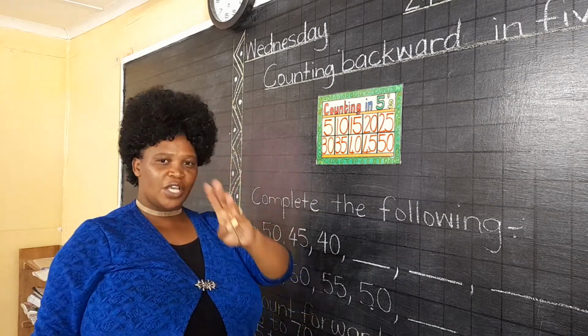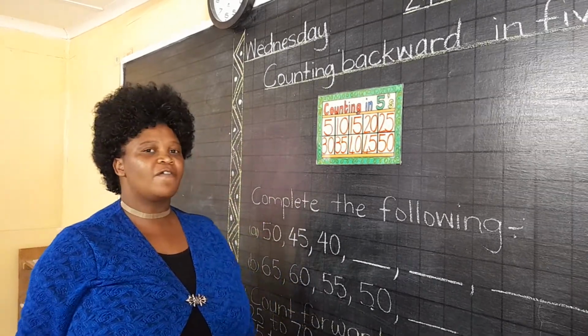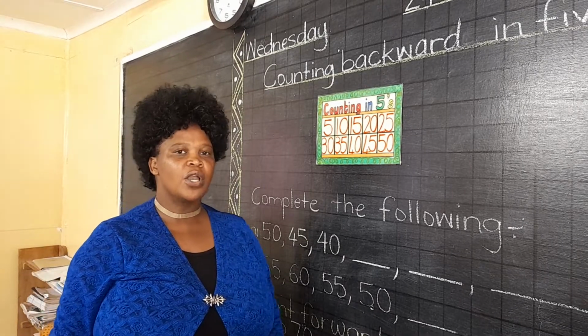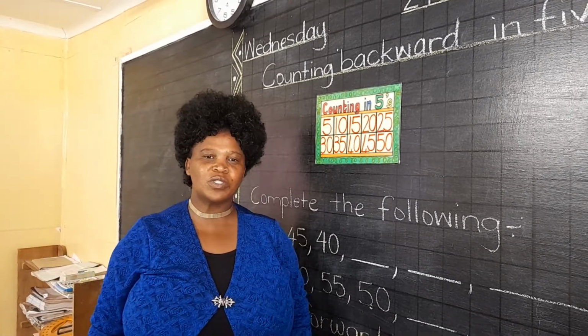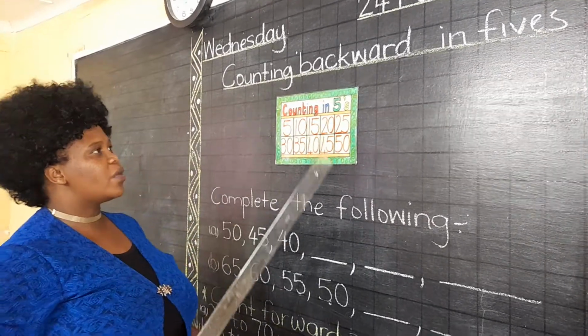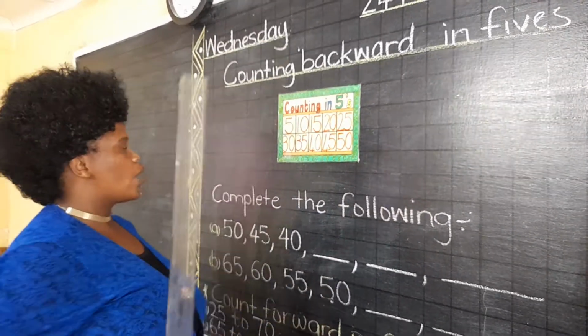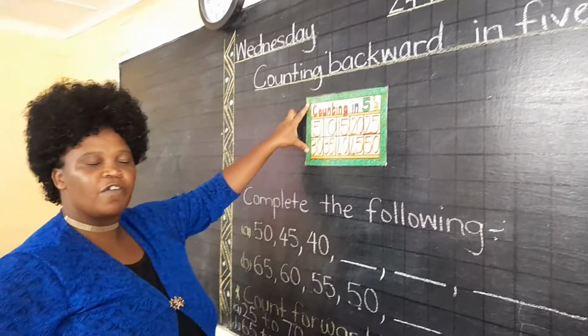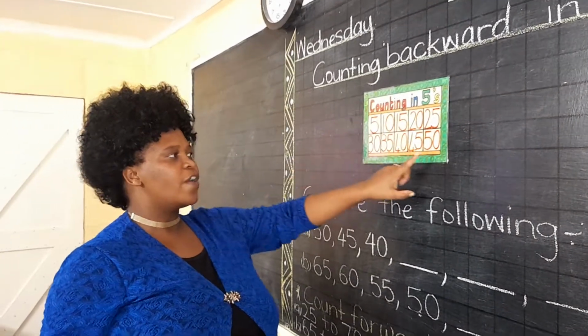So, as you know, we're counting in fives. But today, we are going to count backwards. Yes, we're going to count backwards in fives. Okay, I've got this small chart of mine. It is up to 50.